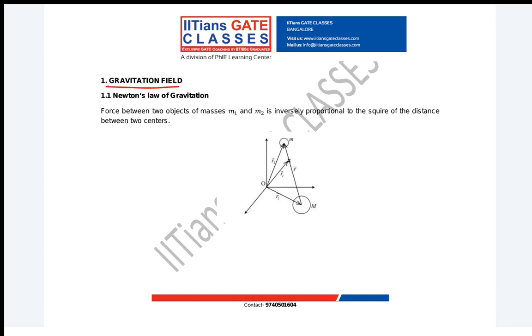The first thing we need to know is Newton's law of gravitation. All of us know the attraction force between two particles, F1 to 2, is given by G M1 M2 upon R square, right? M1 and M2 are the masses of those particles and R is the distance between them. So this is the gravitational force of attraction.